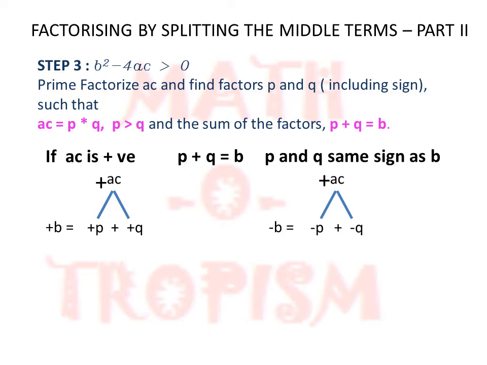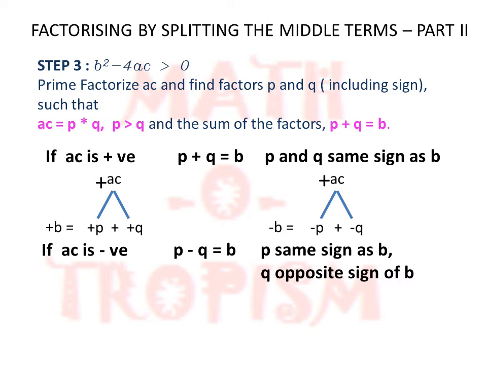If AC is positive and B is negative, it means P and Q will be negative. Next condition: if AC is negative, that means minus some number, then I need to subtract the two factors. P minus Q should give me B, because when we are subtracting, both numbers are of opposite signs. Since I have always taken P greater than Q, P will have the sign of B and Q will have the opposite sign of B.